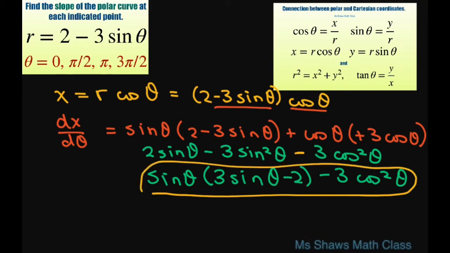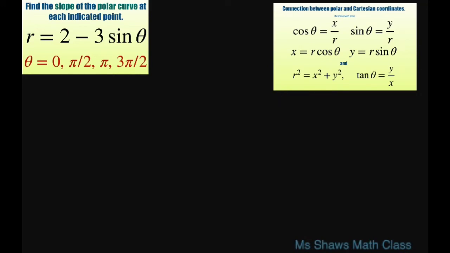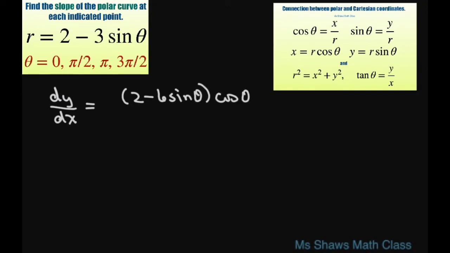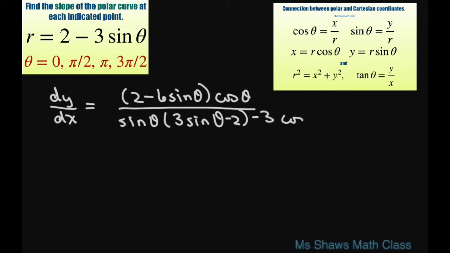All right, let's put it all together. So our derivative of y with respect to x: our numerator was 2 minus 6 sine theta times cosine theta, and our denominator is going to be sine theta times (3 sine theta minus 2), minus 3 cosine squared theta.